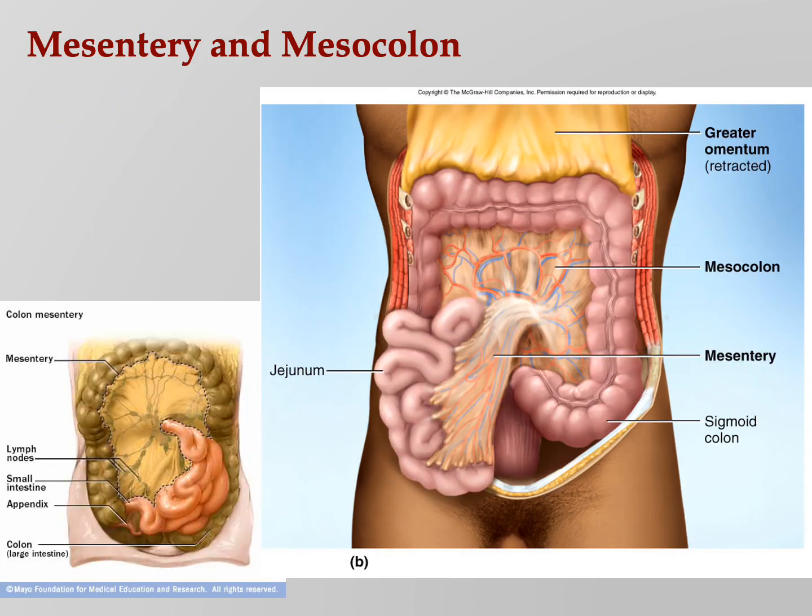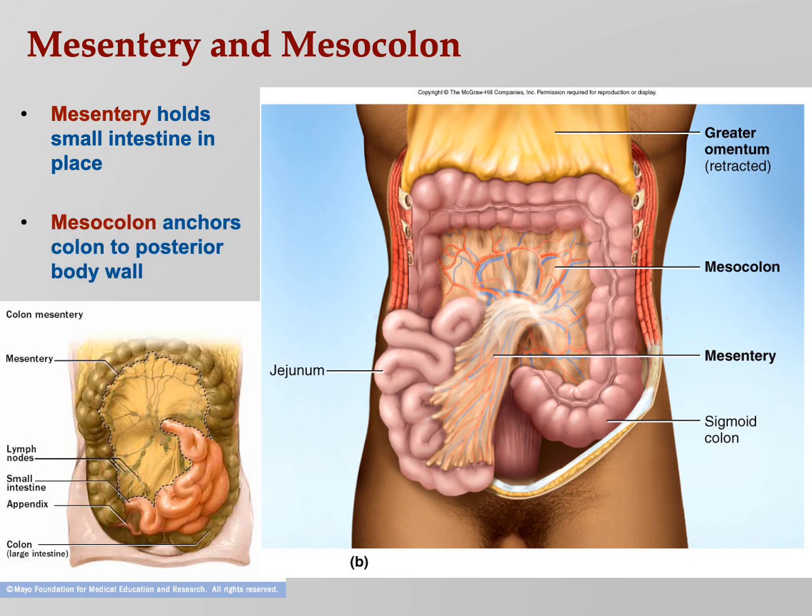So here we see a close-up picture with the greater omentum lifted out of the way. The mesentery holds the small intestine in place, once again, so it doesn't drop down to the bottom of your pelvic cavity. Whereas the mesocolon holds the large intestine in place. See, it's very easy. They say what they are. Mesocolon holds the colon in place. Mesentery holds the small intestine in place, all right? We'll see those in the lab. I'll be marking those on the lab exam, okay?